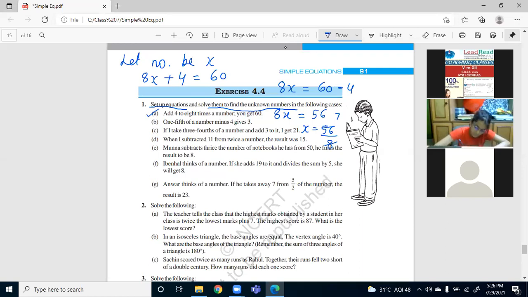Ma'am, done. Okay. So let's start from the B part. Rakshita, is it completed? No, ma'am, I'm writing. Okay. Good evening, Garima.